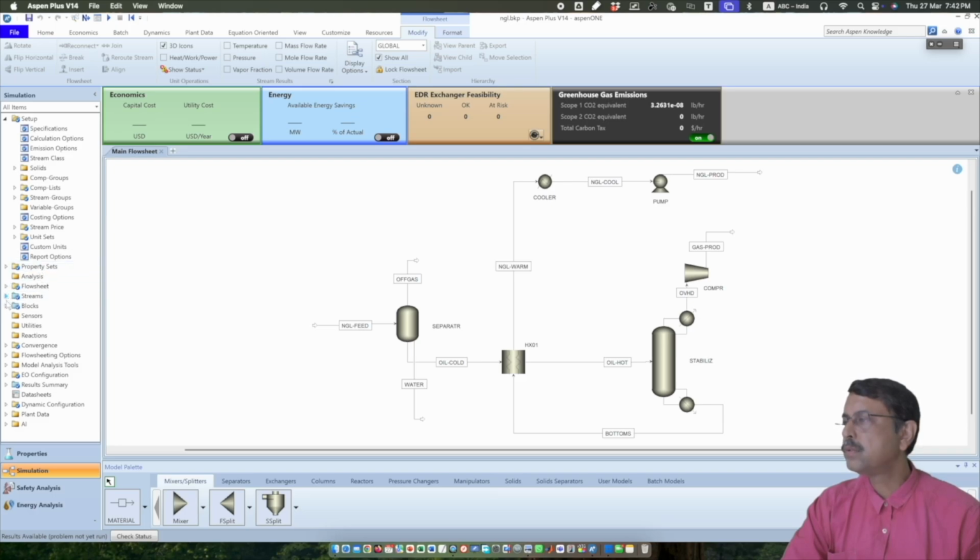So let us go to the stream. Actually, this entire plant has only one input. All other things are outputs: off gas is one output, free water is an output, NGL product and gas product are all outputs. The only input is NGL feed. So let us see what the NGL feed is.